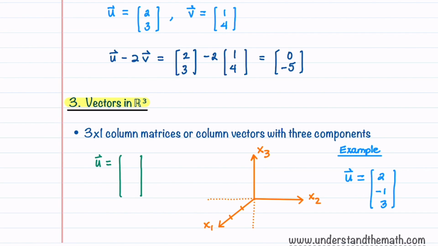Vectors in R3 are 3 by 1 column matrices, or column vectors with 3 components. We can write our vector u in R3 as u1, u2, and u3. Let's now look at an example and see how to draw this u in R3. We'll start by moving 2 units in the x1 direction. We'll then move minus 1 in the x2 direction, and then lastly, we'll move up 3 units in the x3 direction. We can then draw our vector u.